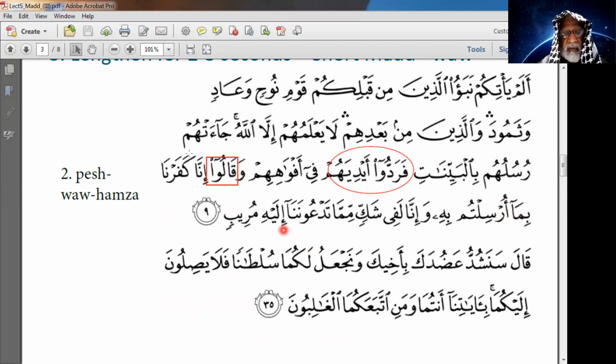Again, we're trying to focus on the oo sound, not the ah sound. This was the ah sound. This is the oo sound. This is the oo sound. So if we look over here, this is the ah sound.